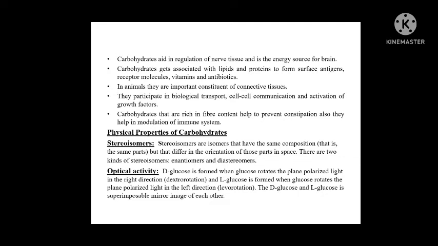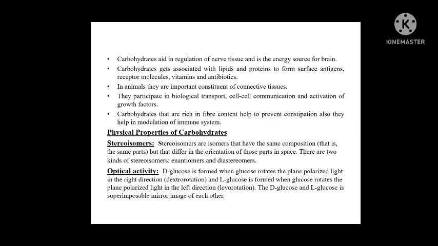Coming to physical properties of carbohydrates, the first property is stereoisomers. Stereoisomers are isomers that have the same composition but differ in the orientation of those parts in space. There are two kinds of stereoisomers. It means the composition is the same but they differ in orientation. There are two types, enantiomers and diastereomers. Coming to enantiomers, I can explain through optical activity.